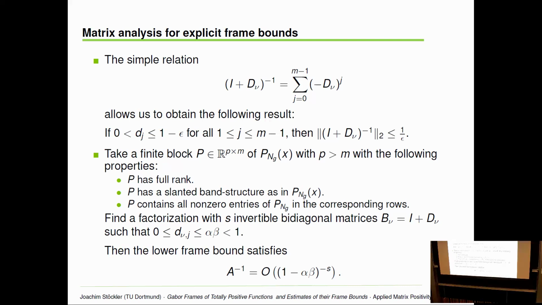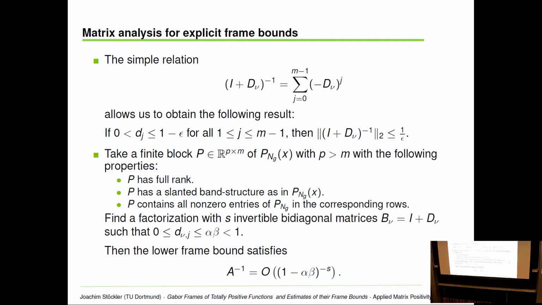But anyway, how can we use it for our Ronchen matrix P and G? We have selected a finite portion, which is only zeros to the left and right, and we want to find upper bounds for its pseudo inverse. So P has full rank. P has this slanted band structure. It's a Q by P matrix, and it contains all non-zero entries of P and G in the corresponding groups. Find a factorization with these delta nu j's less than 1.